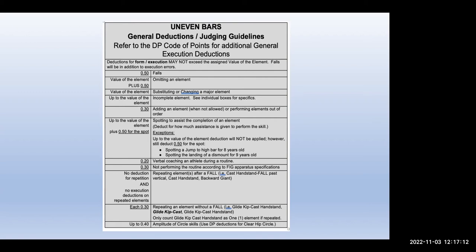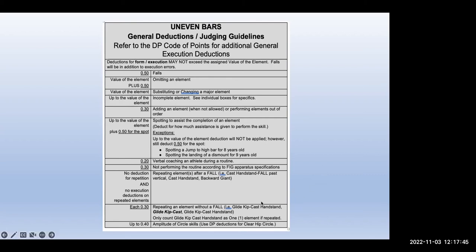Spotting is up to the value of the element plus 5 for the spot. And again, you have to determine how much help the coach actually gave the athlete. So the 8-year-olds do have some exceptions. If the coach spots them as they jump to the high bar, that is not a deduction. Spotting the landing of a dismount or spotting a jump to the high bar, you still take the spot, but you don't take the value of the element.